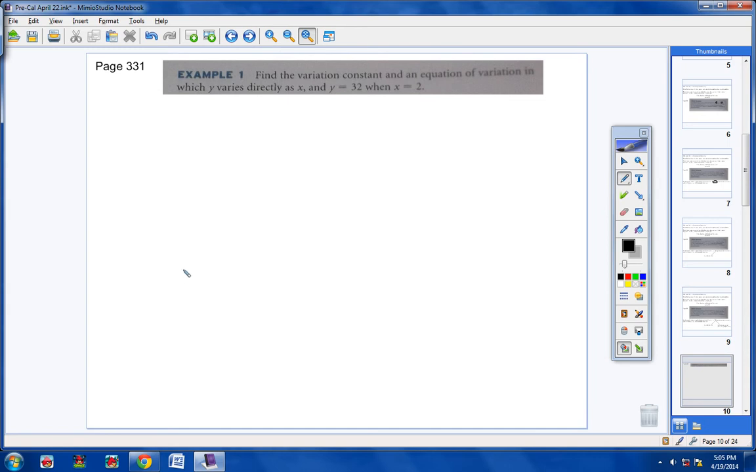Let's go ahead and turn your books to page 331, or you can just follow along here on the screen if you would like to. And let's try a couple examples here of direct variation. Now watch carefully what we do. Find the variation constant and an equation of variation in which y varies directly as x. So we're told right here that we have direct variation, so we know right away we're going to use this model.